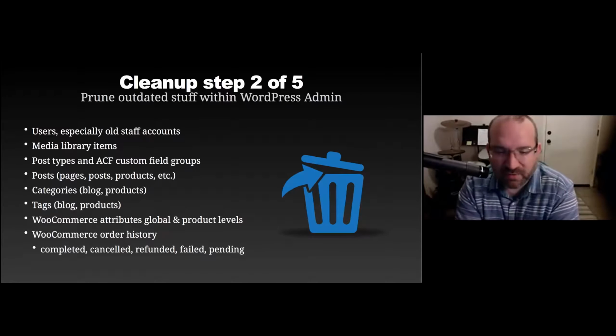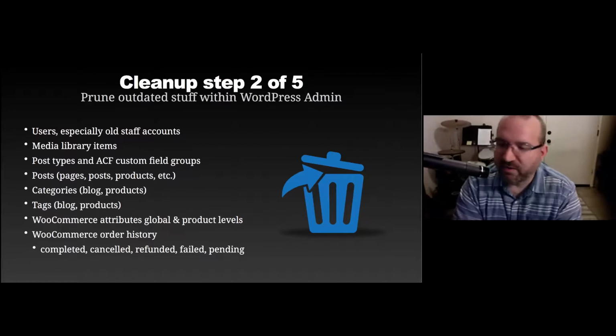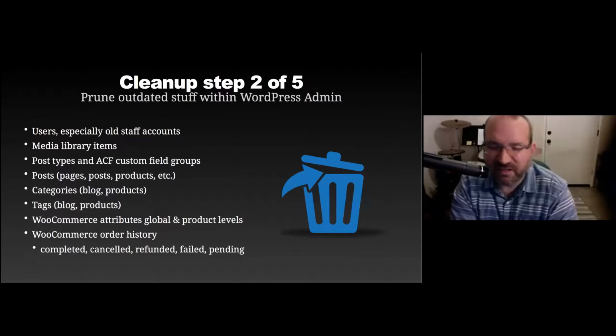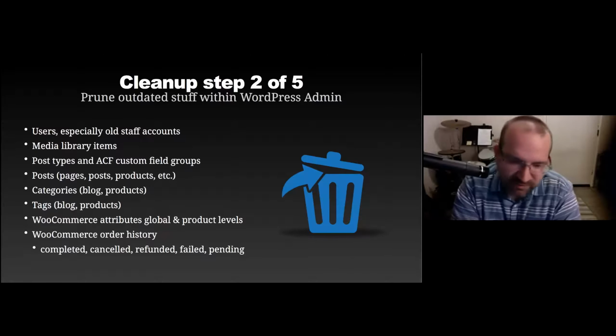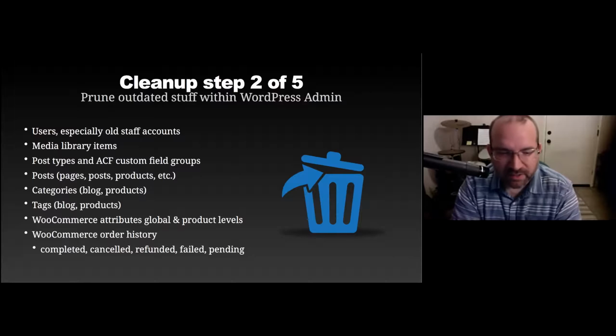And then in WooCommerce, we have product attributes, which can be global or at the product level. I usually do those as global, so I can easily find them. I would not recommend defining them at the product level exclusively, because then it's hard to find to clean up later. And then we talked about WooCommerce order history a little bit, but we didn't talk about the statuses.